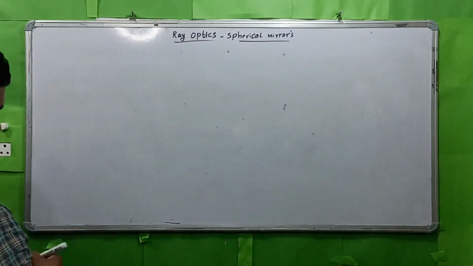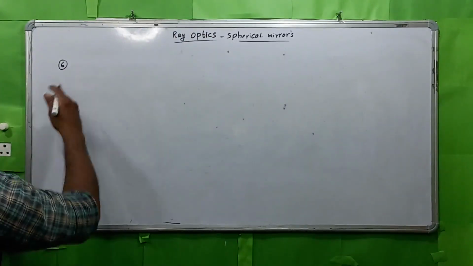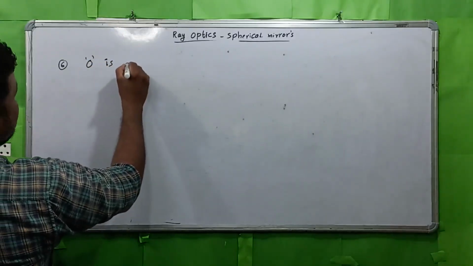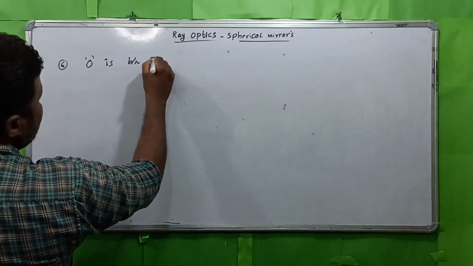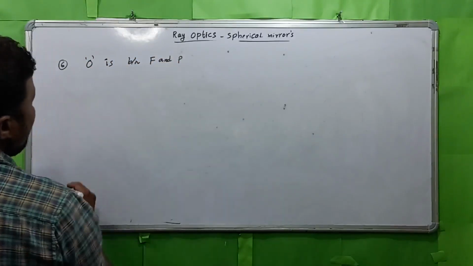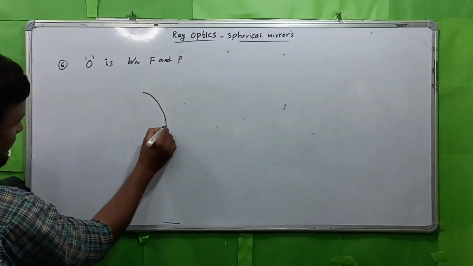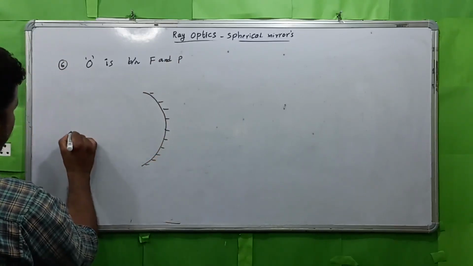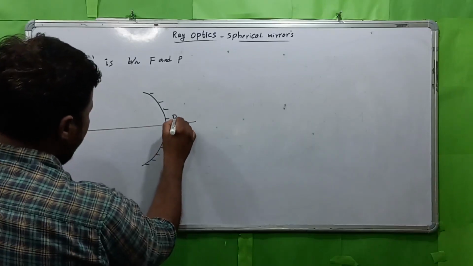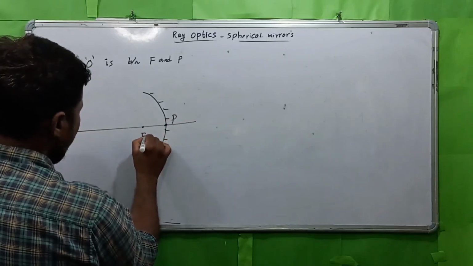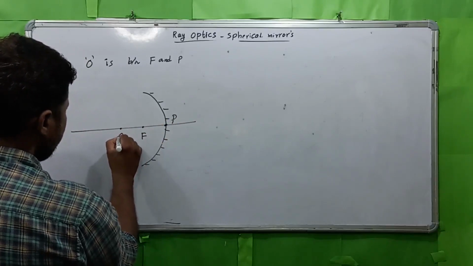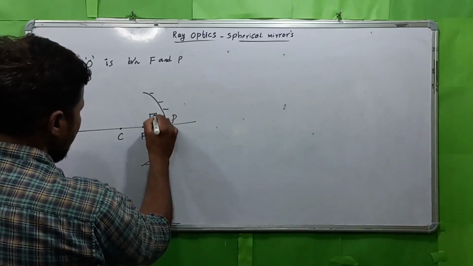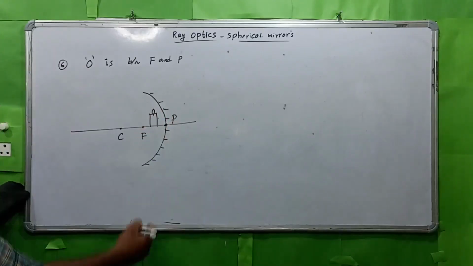Sixth diagram, last one. Object is kept between focus and pole. This is a very important one. Pole, focus, center of curvature. Object is kept between focus and pole.